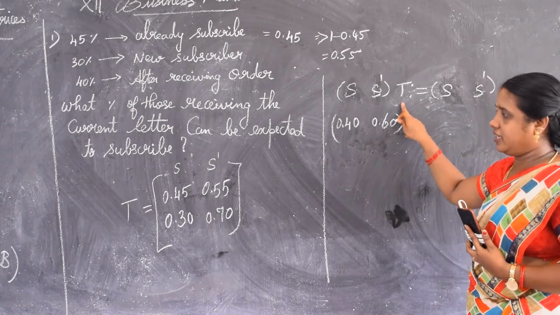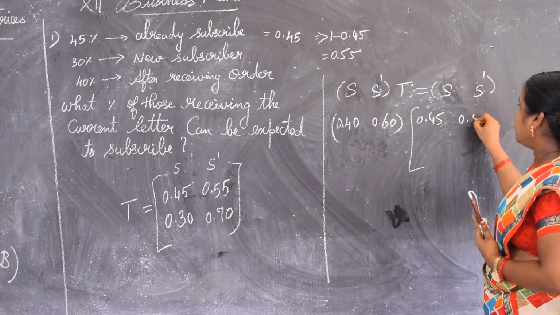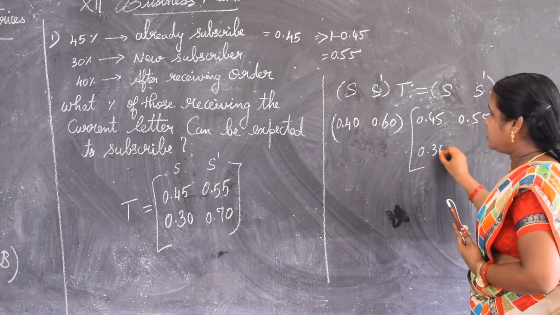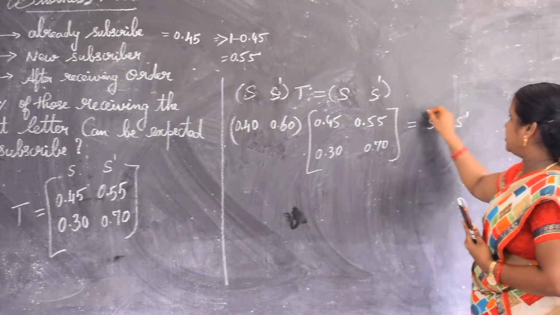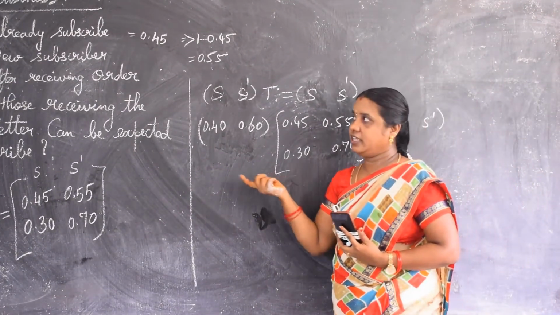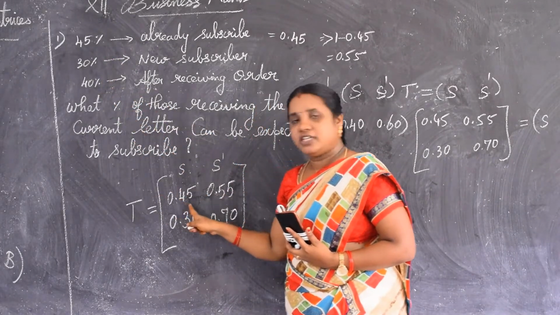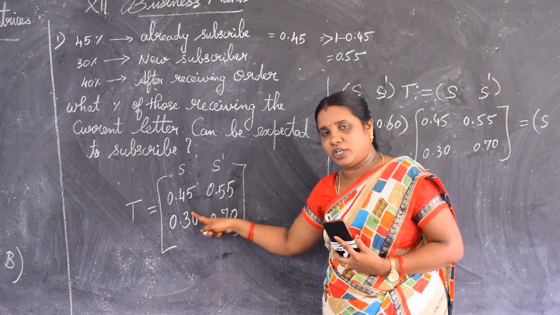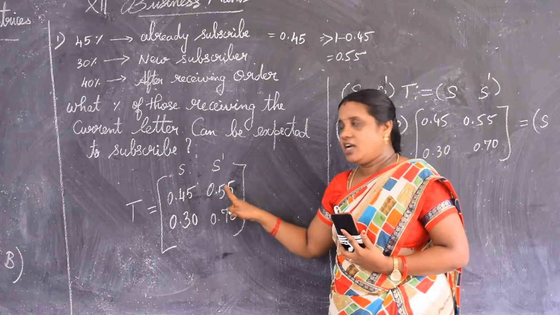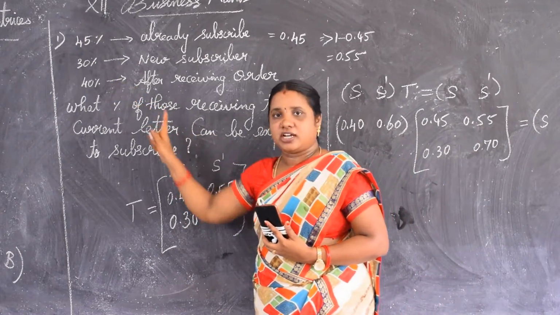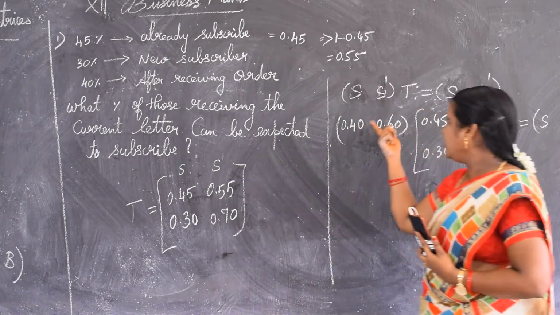What is our transition matrix? Our T, you have to write: 0.45, 0.55, 0.30, 0.70, is equal to S, S dash. Have you understood? Do you see how it has come? In the question they have given only percentages. What do we do? You have to convert it into decimal form. The subscriber is given. Then for not a subscriber, you have to subtract from 1 and write it here. Likewise here also, 30% is given. If you subtract from 1, you get 0.70. Have you understood? This you have to apply in our formula.